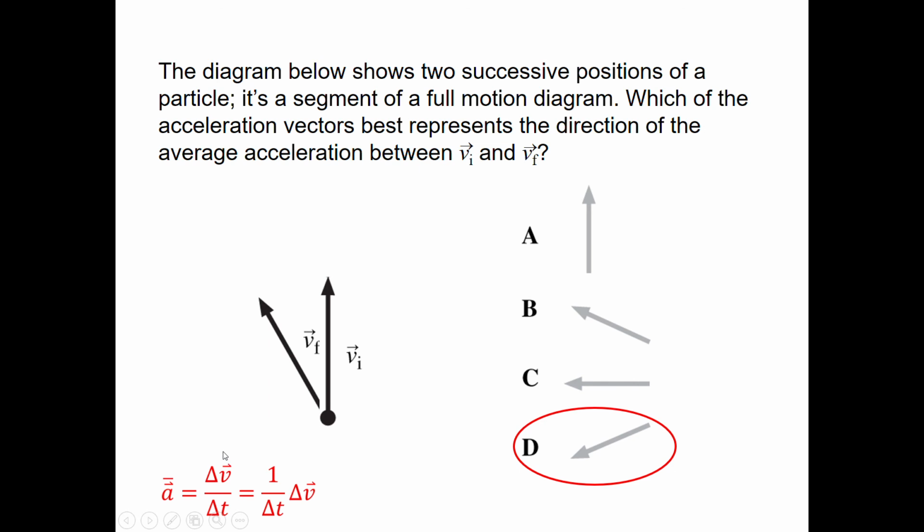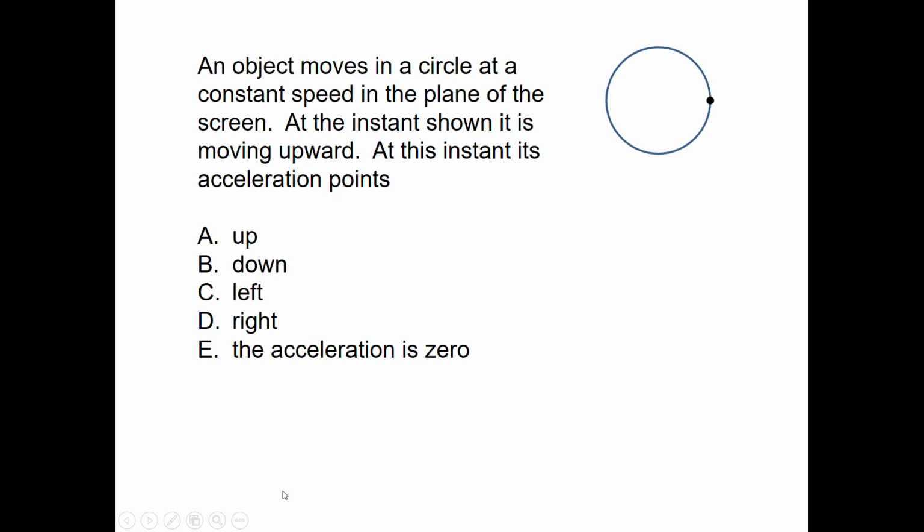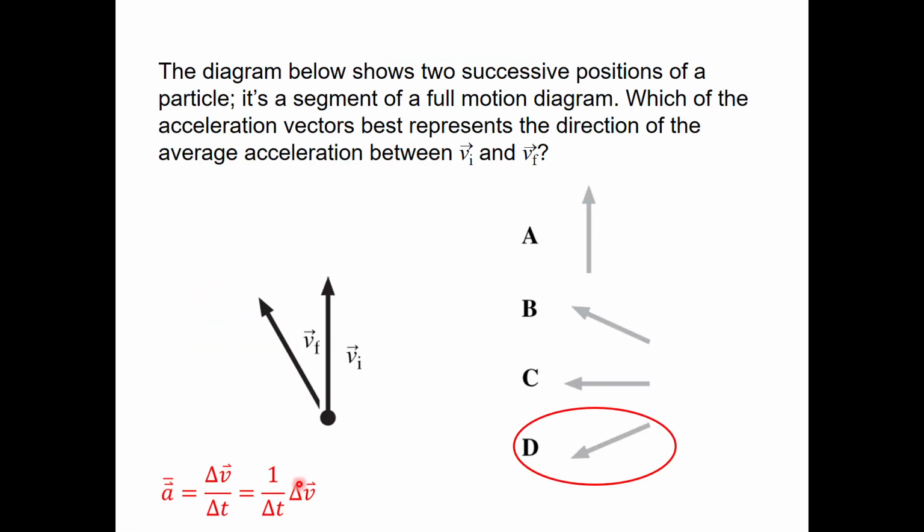Average acceleration was defined as delta v over delta t, and we can think of the 1 over delta t as just scalar multiplying the delta v. So the direction of the average acceleration is the direction of delta v. This just changes the length of it. It's scalar multiplying it, but it doesn't change the direction.